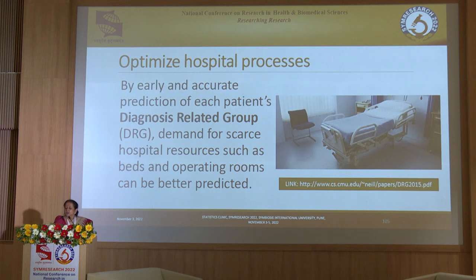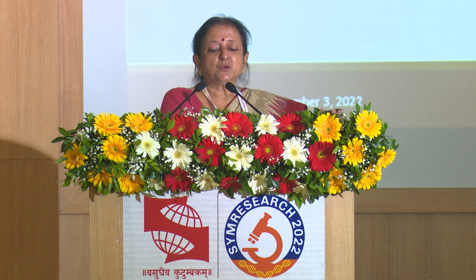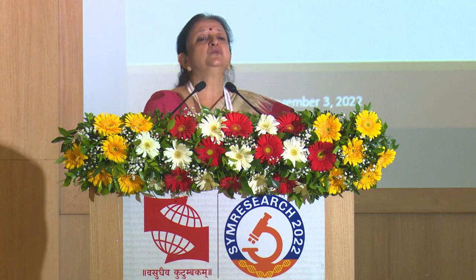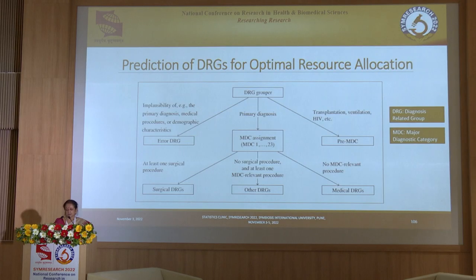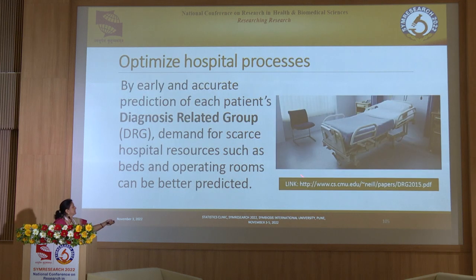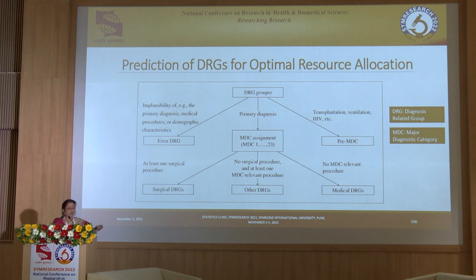Anyway, you can also optimize hospital processes by ensuring a judicious utilization of scarce hospital resources. By categorizing the patient's diagnosis-related group, whether the person should be put into an ICU or not, using an objective machine learning algorithm. Okay, so this is some published work. I've given the link here. They have used this kind of an allocation prediction, just a minute.